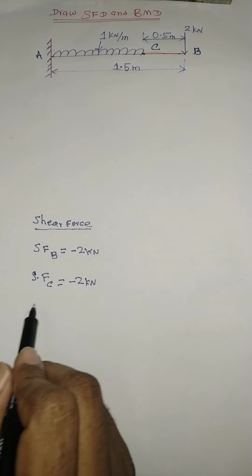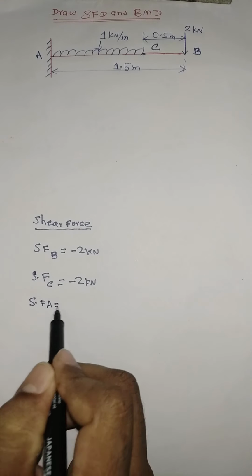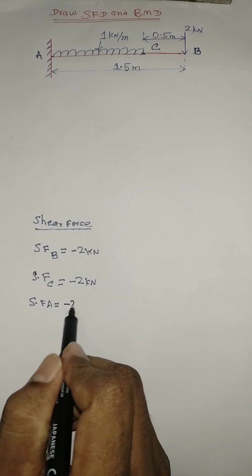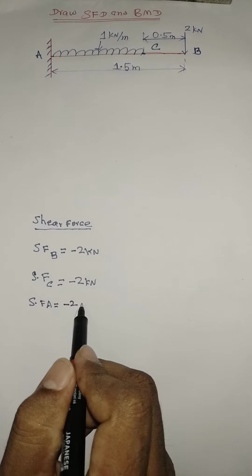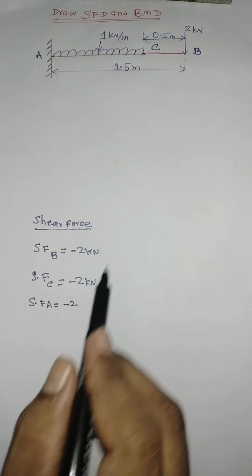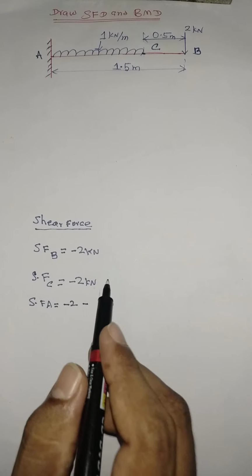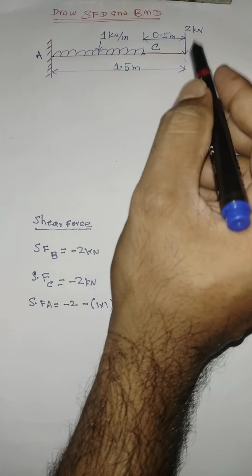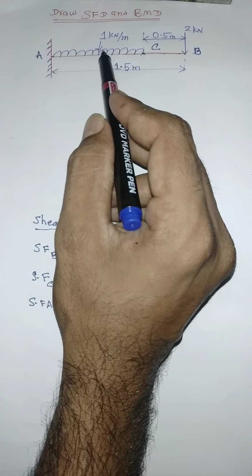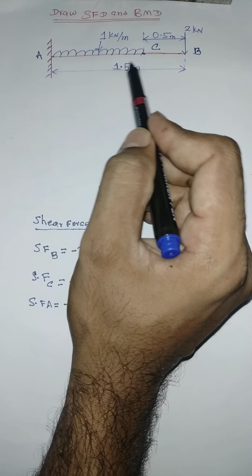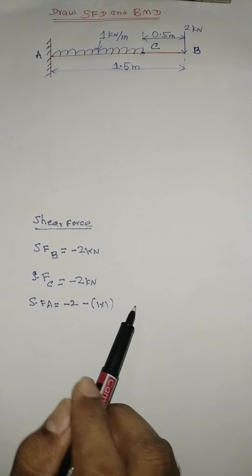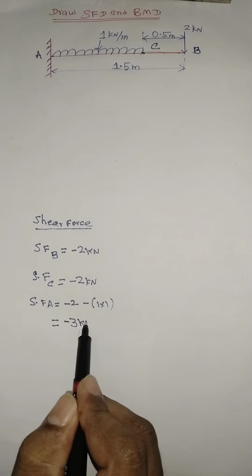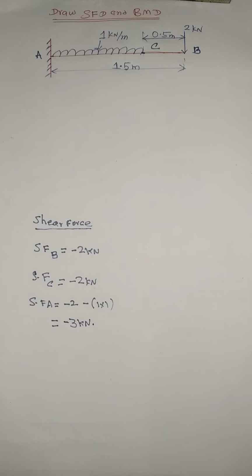So the shear force at point A: minus 2, the force is minus 2, minus 1 into 1. Minus of 1 into 1. The load is 2 here, and there is also one uniformly distributed load of 1 kilonewton for a distance of only 1 meter. So 1 into 1, which is equal to minus 3 kilonewton. This is the shear force of the cantilever beam.